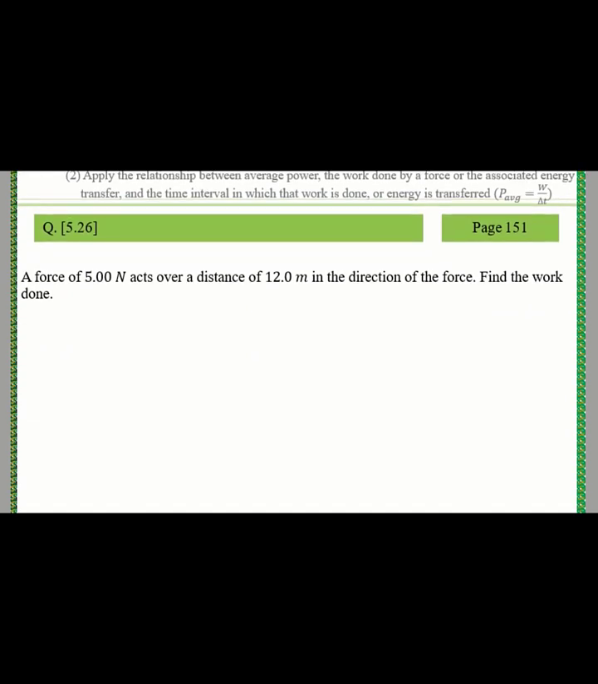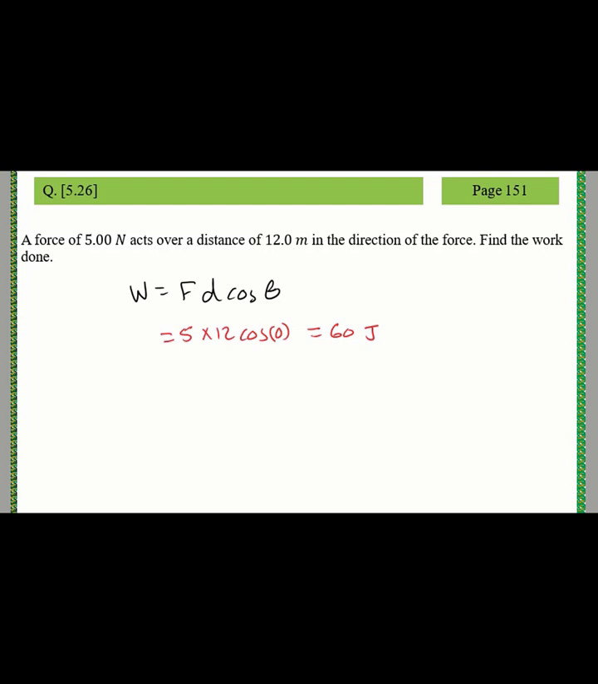A force of 5 newtons acts over a distance of 12 meters in the direction of the force. Find the work. Work equals F d cosine theta. The force is 5 newtons, d is 12, cosine of the angle, the angle is 0 because the force is in the same direction as the displacement. So the answer is 60 joules. I hope all the questions are like this.